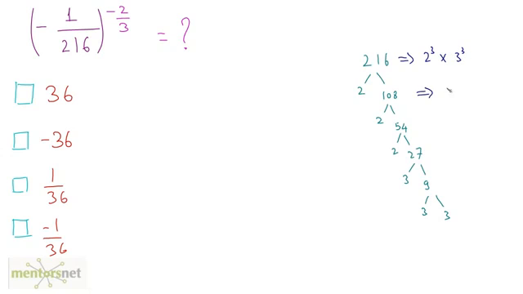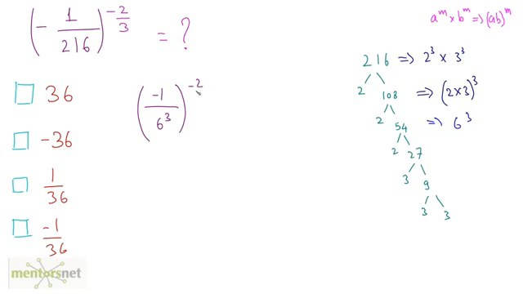Now this is equivalent to 2 times 3 raised to 3. This is the law of indices. If you have a raised to m times b raised to the same number, you can write it as ab raised to m. So that's what we have done here. So this is equivalent to 6 cube. So 216 is the cube of 6. So I can write this as minus 1 upon 6 cube raised to minus 2 by 3. Now we can write minus 1 as minus 1 cube, because minus 1 cube will give you minus 1. So this is minus 1 cube upon 6 cube raised to minus 2 by 3.